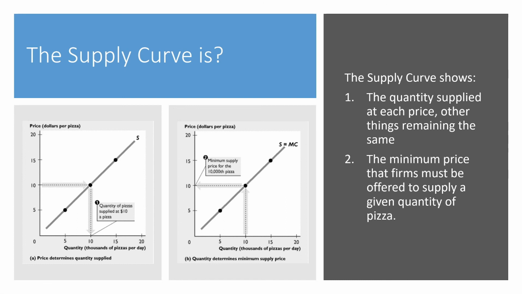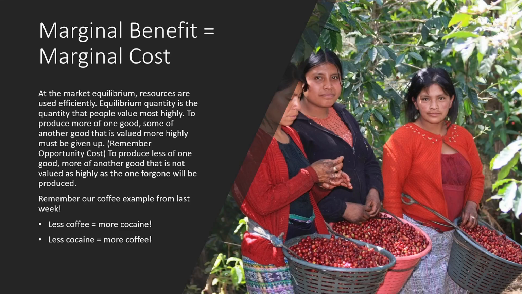So now that we understand that, we can see that the supply curve is also the marginal cost curve. Really cool. So what happens when marginal benefit equals marginal cost? Well, that's the equilibrium price.